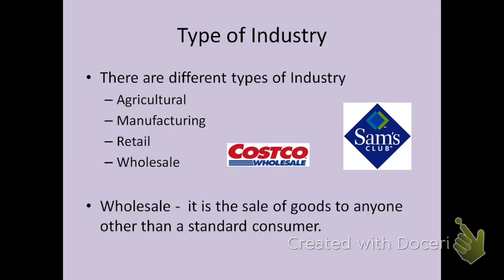The next type of industry is wholesale. Now, wholesale is the sale of goods to anyone other than a standard consumer. So if you go to Costco or you go to Sam's, you can't just walk in and purchase an item. You have to be a member, or you have to pay dues and things like that when it comes to wholesale.